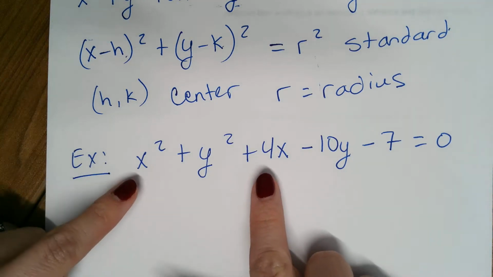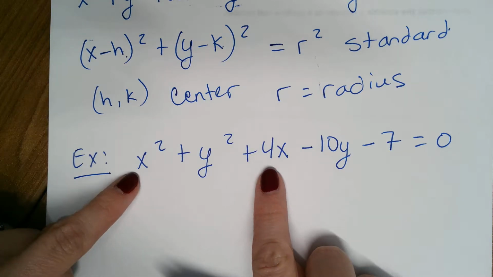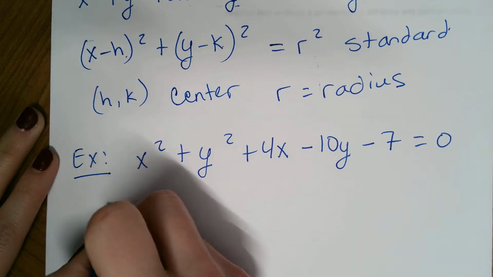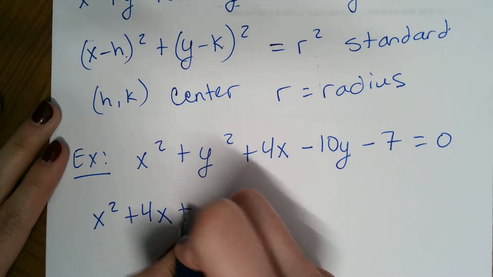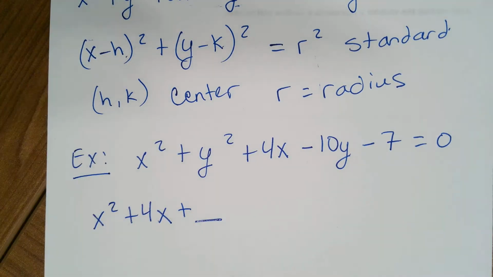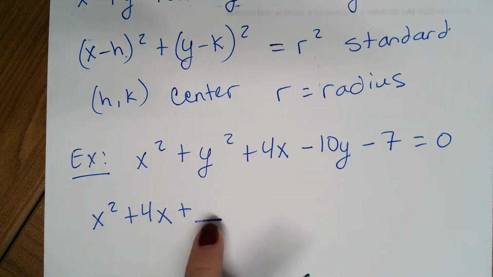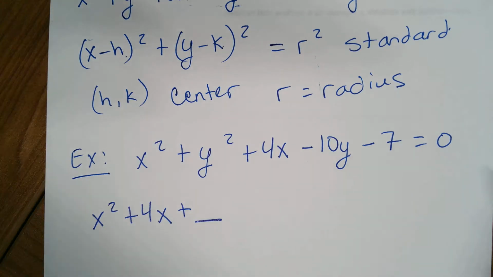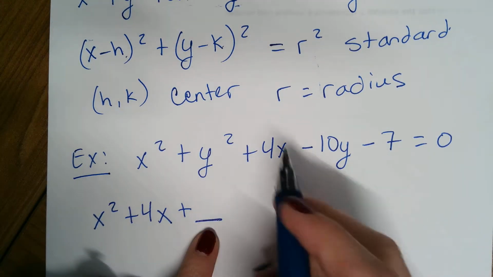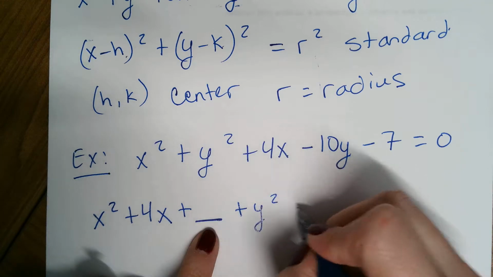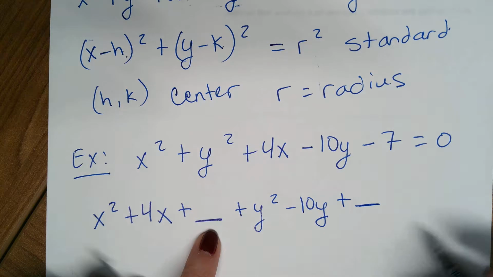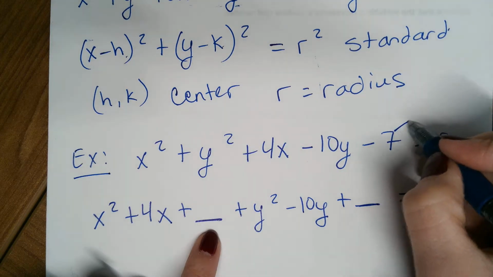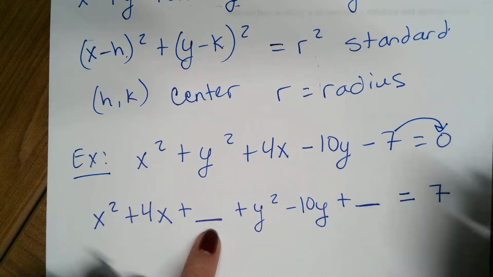So I'm going to identify the terms that have x's, and here they are. So I have x squared plus 4x, and we're going to complete the square, so I'm going to leave a little space right here because I know there's a number that will make this a perfect square trinomial, if you watch the video on completing the square for solving quadratics. And I'm going to do the same with my y's, so I have plus y squared minus 10y, and then again plus some c value that we'll figure out in just a minute, is equal to, and I'm going to move that plain constant to the other side, so this is a positive 7.